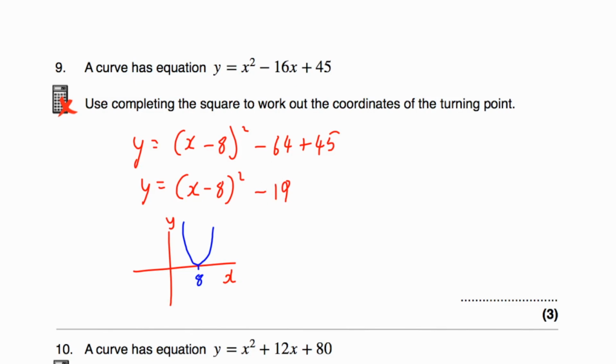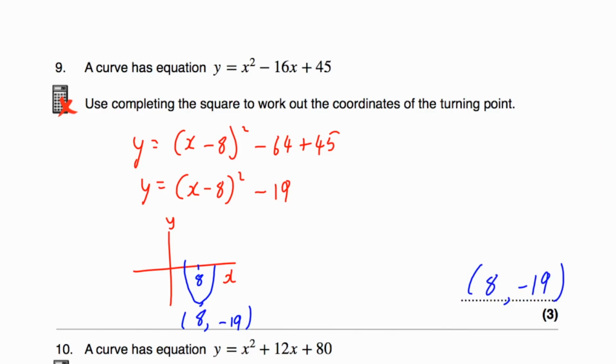And then we've got minus 19, so we're going to translate the graph 19 squares downwards. So it's going to move down to there somewhere. And that means the coordinates of this turning point would be, well, we've got 8 to the right, so 8, and then we've got 19 down, so minus 19. So the coordinates of the turning point would be 8, negative 19. And that's it.